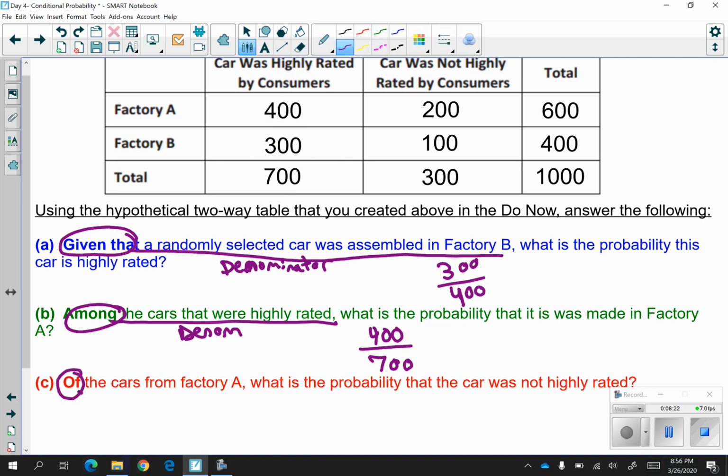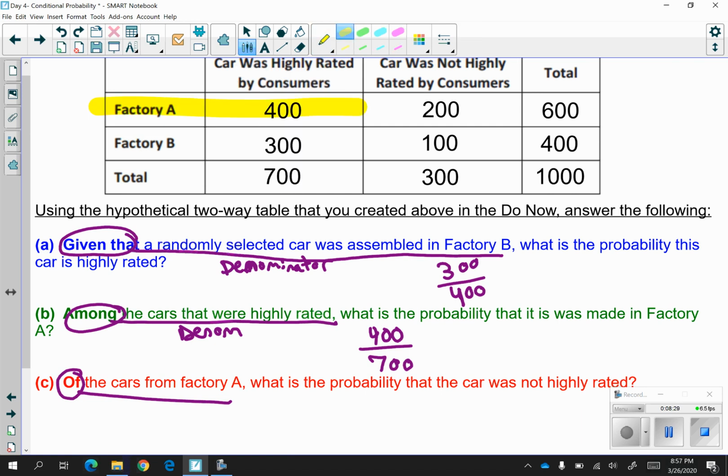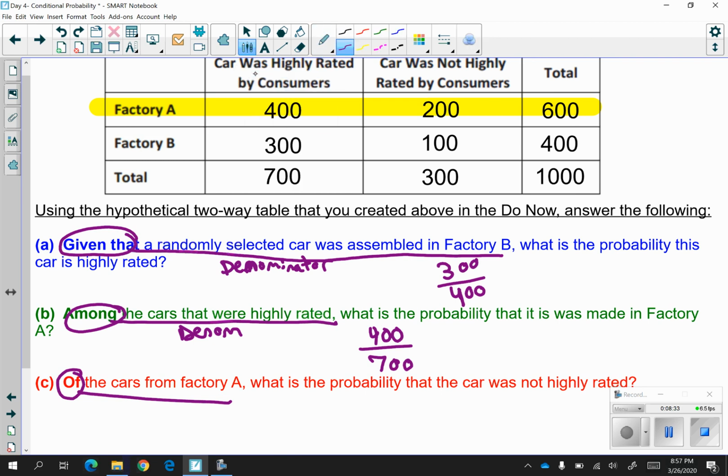Of is another keyword. Of the cars from factory A, so I'm going to go back to factory A. This is where I'm looking. Of the cars that were in factory A, what was the probability that the car was not highly rated? So in this highlighted column, not highly rated, there were 200 of 600 total.